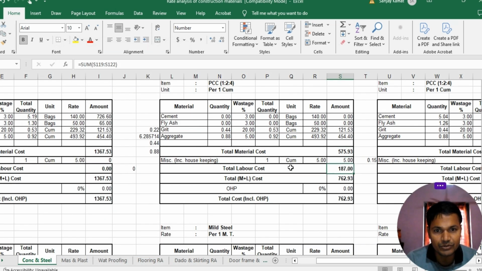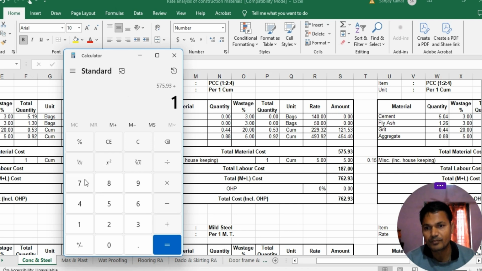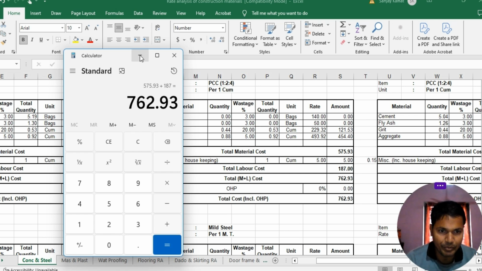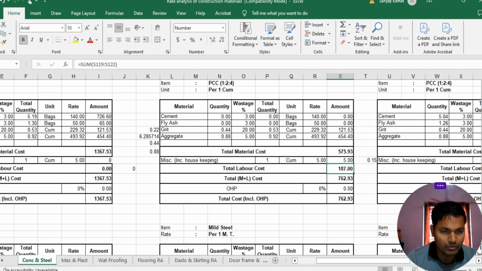Okay, now this time we have used the labor. So we have taken the labor also. We'll use the labor cost 187. How much is it coming? 762.93. So this is accurately correct. So we will not edit this value.